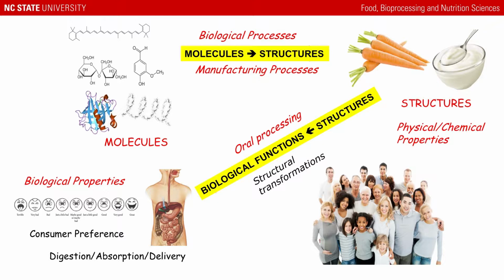So we can summarize this by molecules, by either biological process like growing a plant or manufacturing process like making cheese, produce structures. These have certain inherent physical chemical properties that when consumed through oral processing, we get structural transformations. And then this goes into consumer preference and also digestion, absorption, delivery of nutrients. So we have two paths here. We have the molecules to structures, and then the structures to biological function. One of the big challenges we have is that a lot of times, especially in food science, we just stay along that path right there, and we don't evaluate going down that other path.